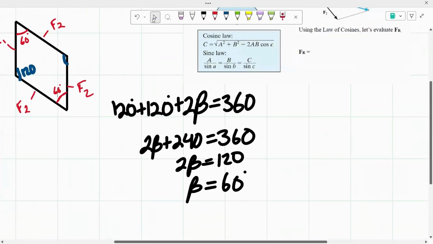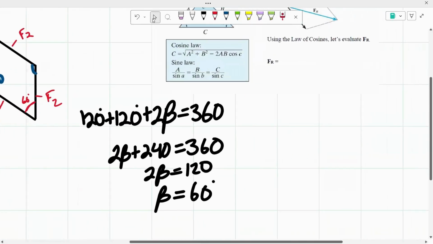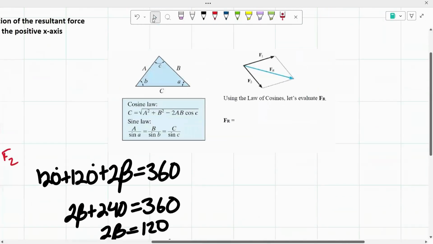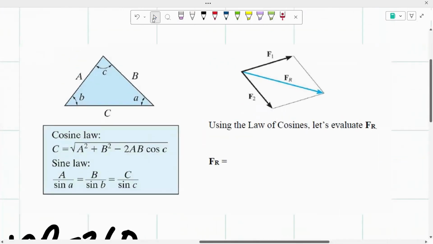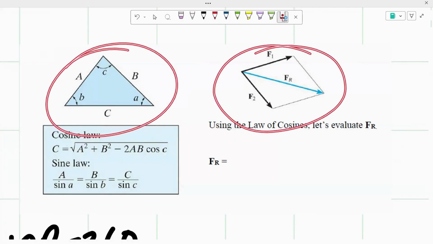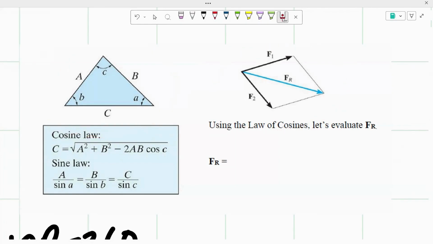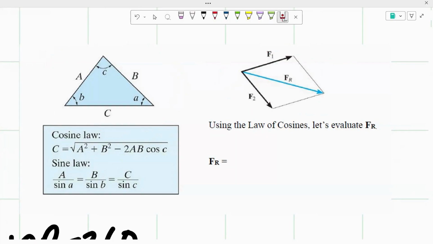So now that we know that, we could finally find the magnitude of our resultant force. And to find the magnitude, I like using the cosine law, as you could see here. Our cosine law is this one right here. And we could use it because in our parallelogram the resultant force goes right in between the two forces, so it creates two triangles. And we use the cosine law to solve for triangles.